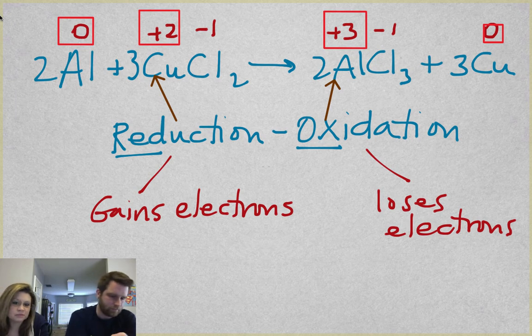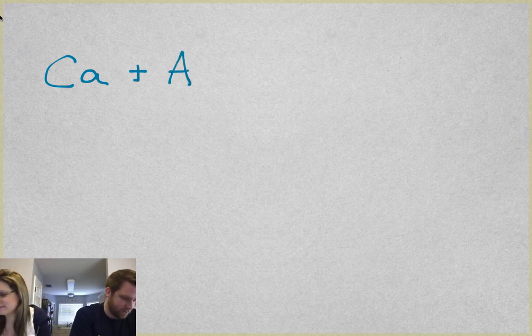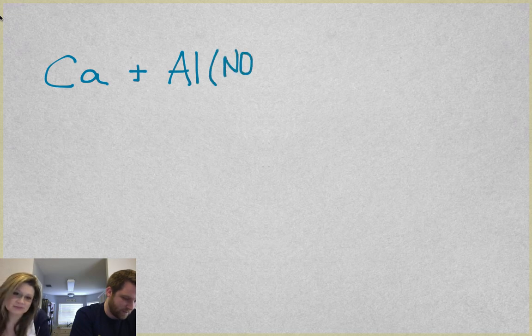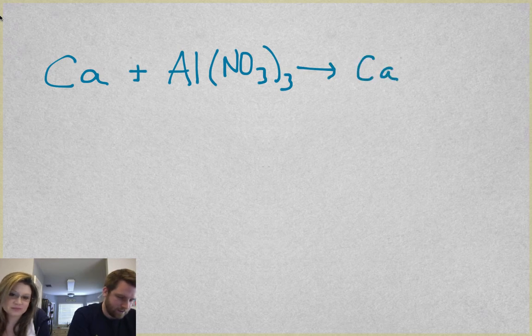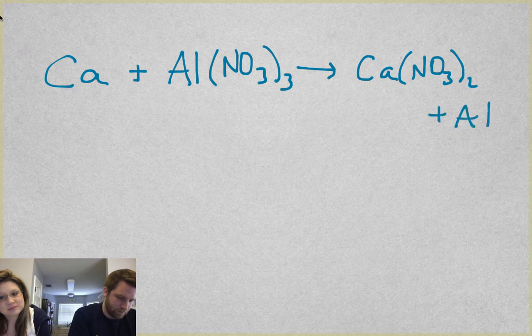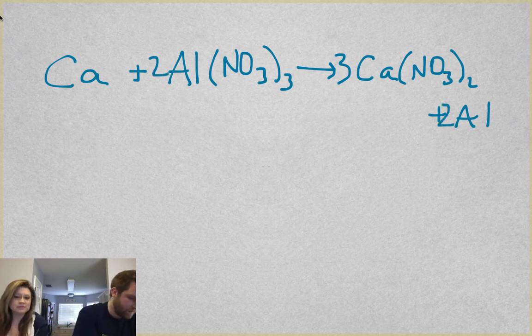You want to do another example? Sure. Let's do calcium plus aluminum nitrate. I'm going to test my remembering of oxidation numbers. That's going to give us calcium nitrate plus aluminum, and then I'm going to have to balance it with 3, 2, 2, 3.